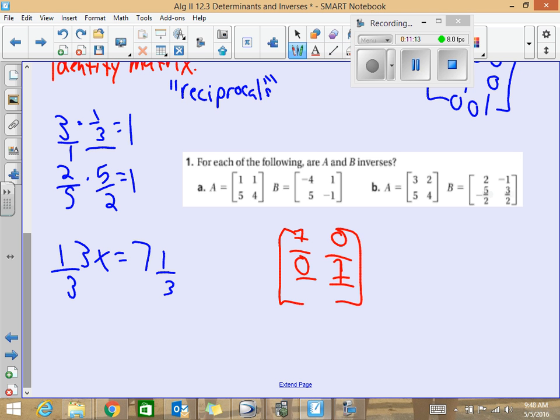So does this give me the identity matrix? Yes. So are they multiplicative inverses of each other? Yes. Okay, so go ahead and try the next one. You can either do it manually or on your calculator.